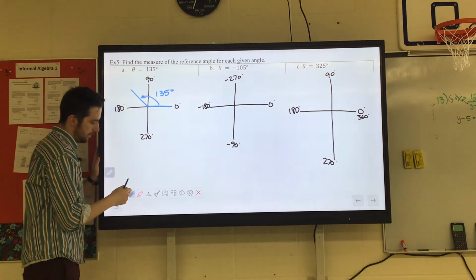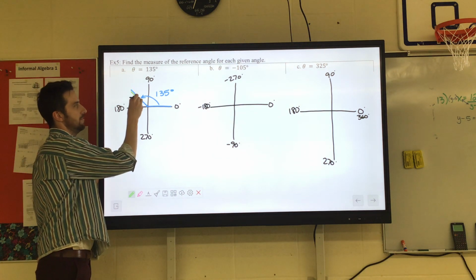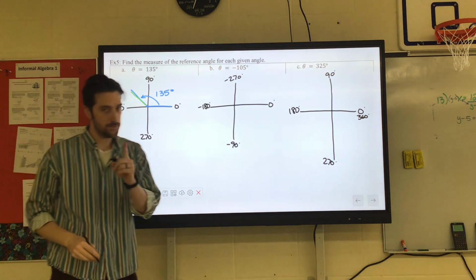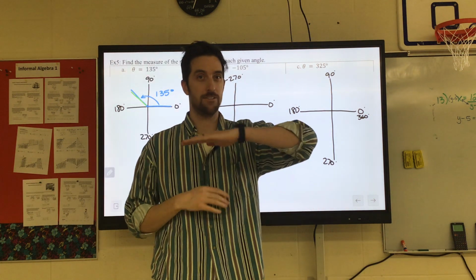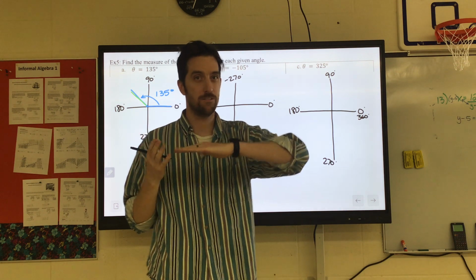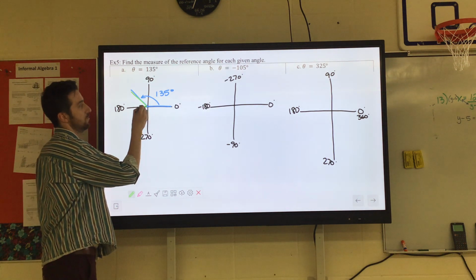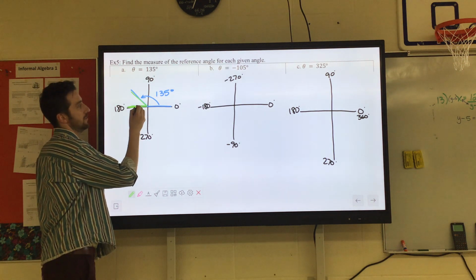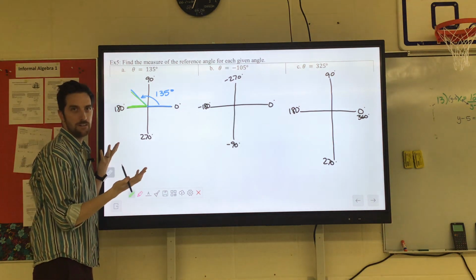So a reference angle is an angle that starts at the terminating side. It starts where your angle ends, and it forms an acute angle with the x-axis. The x-axis is the flat one. Acute angles are less than 90 degrees. So here's one side of the angle. The other side, to make an acute angle with the x-axis, would be right here. So we're trying to figure out what's the measure of this angle right here.